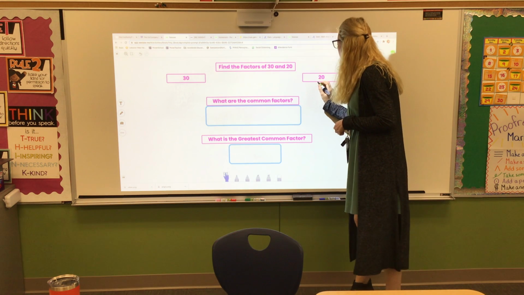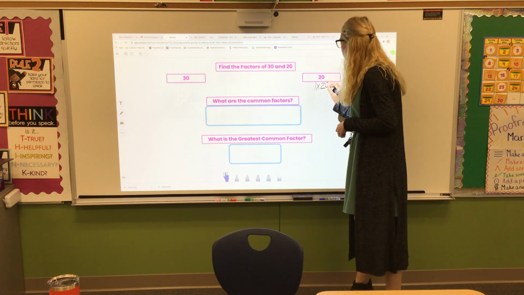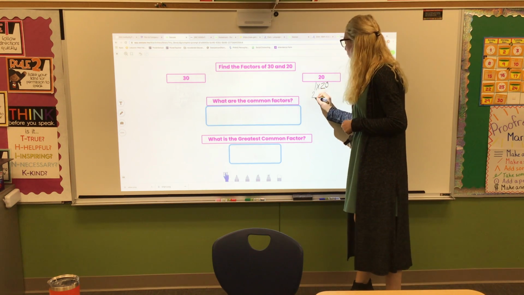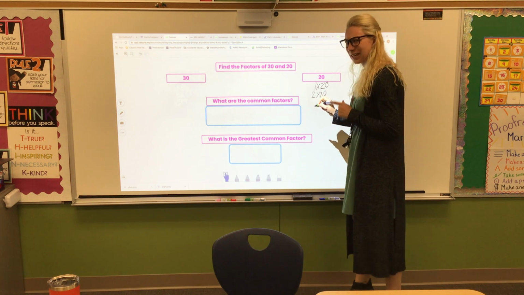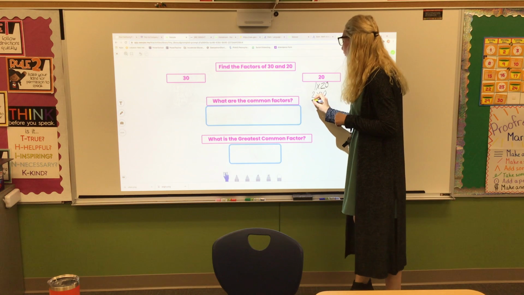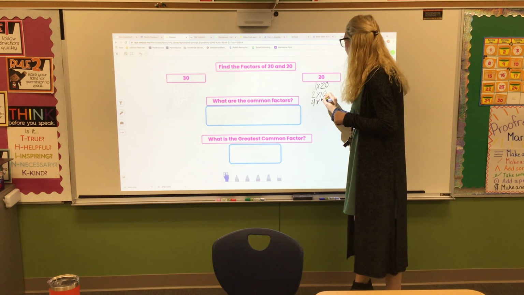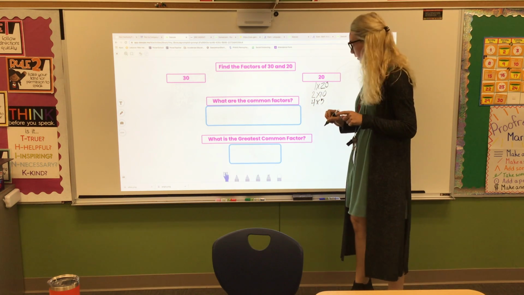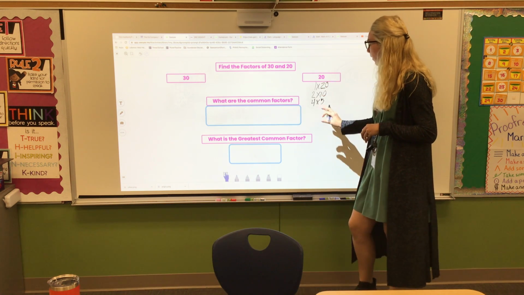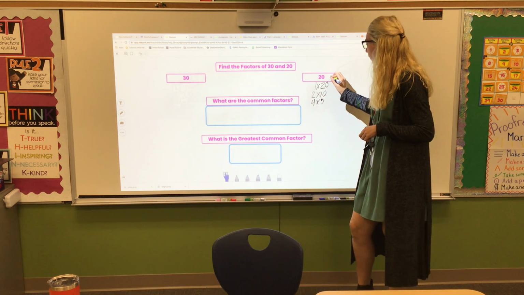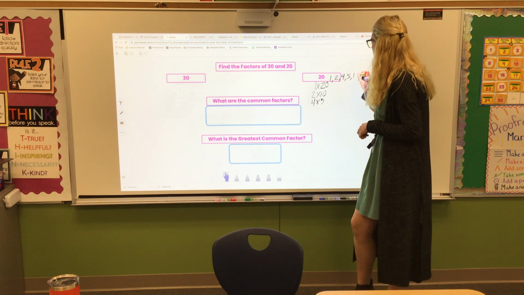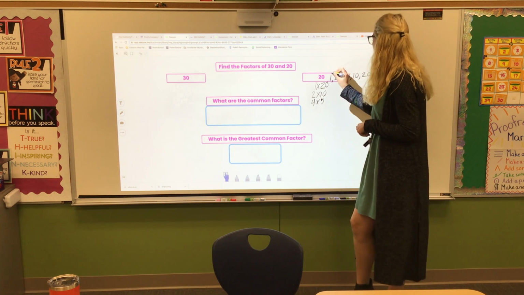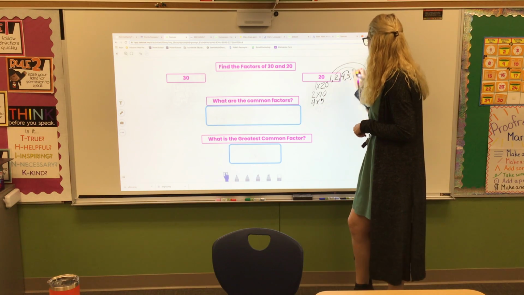So 20, we know that 1 times 20 equals 20. We know 2 times 10 equals 20. 3 does not work. Sorry, guys. And 4 times 5 equals 20. If you don't trust me, count. All right, so those are all my factors because 4 and 5 are next to each other. So I write it like this: 1, 2, 4, 5, 10, and 20. I make my rainbows. Look at that.